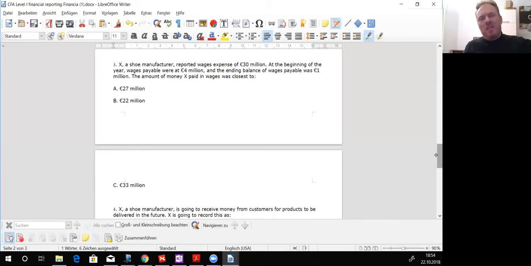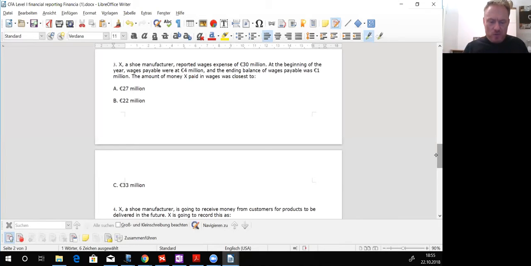What has happened? If wages payable were $4 million at the beginning of the year, and then at the end of the fiscal year it was only 1, which means we actually paid out 3 million euros, resulting, and that's the question, the amount of money this company paid in wages was closest to 33, 22, 27.